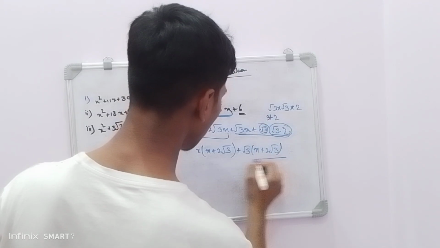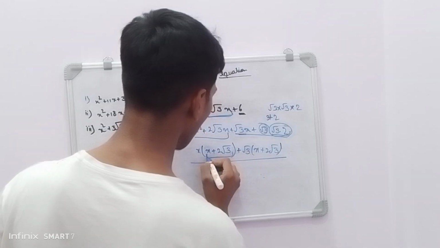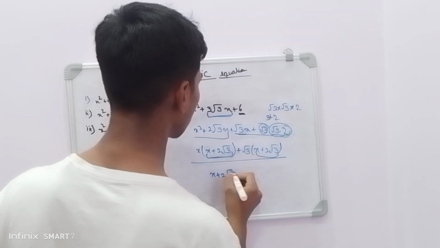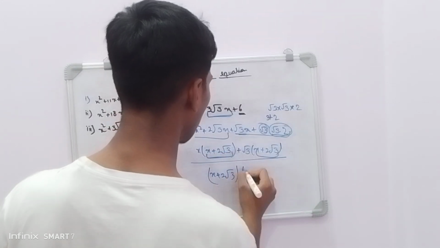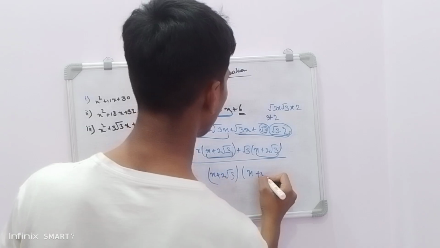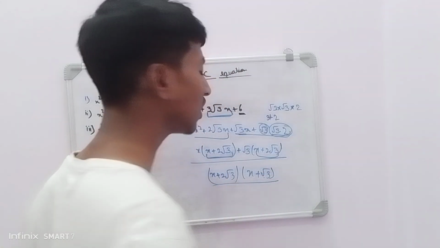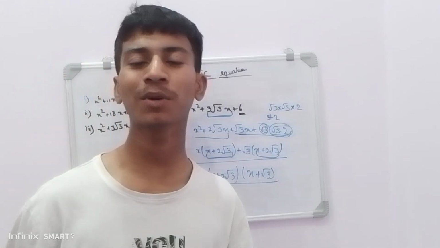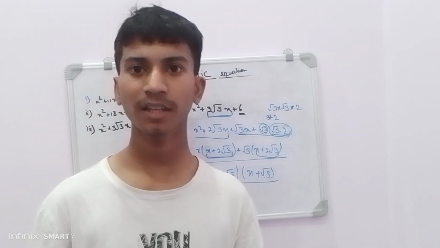And in this again you are able to see that x plus 2 root 3 is the common in both the terms. So x plus 2 root 3 is the common, and from this we have x, and from this we have root 3. So I think you understand how to solve the quadratic equation. For this you have to just think over how to get those numbers, and thank you for today.